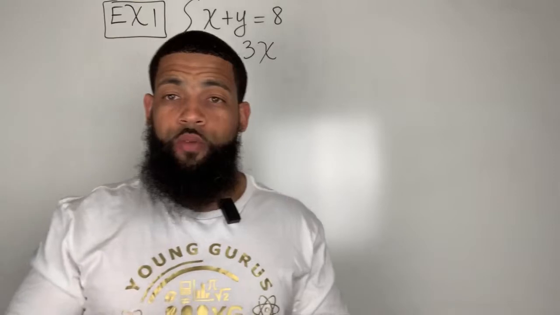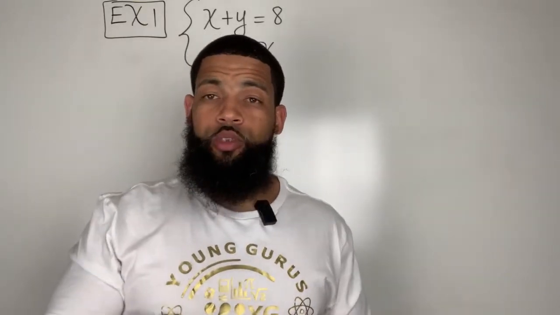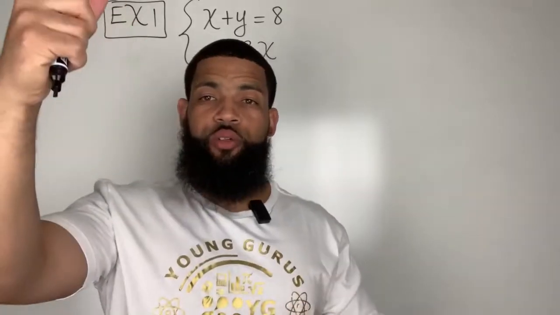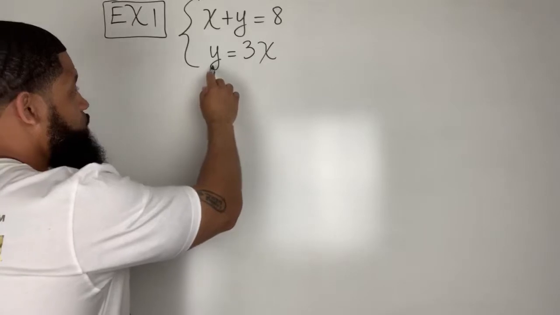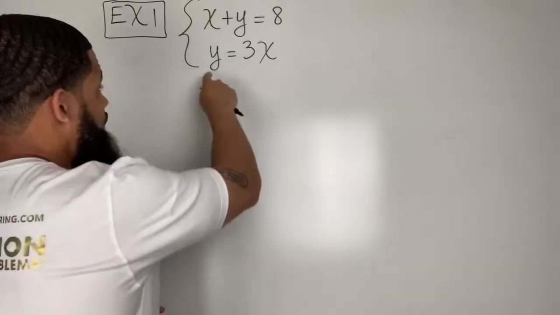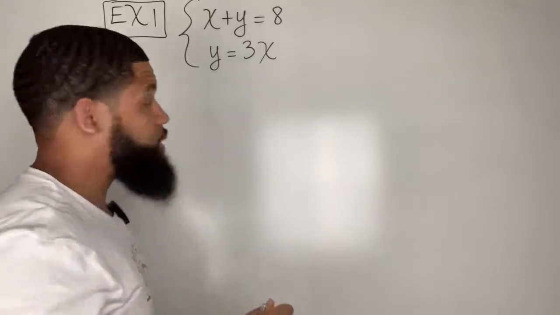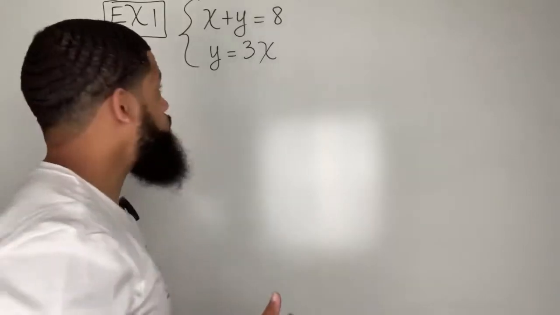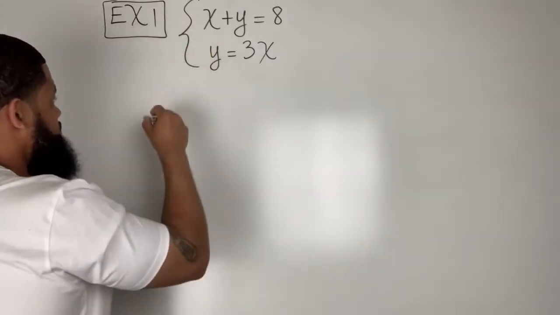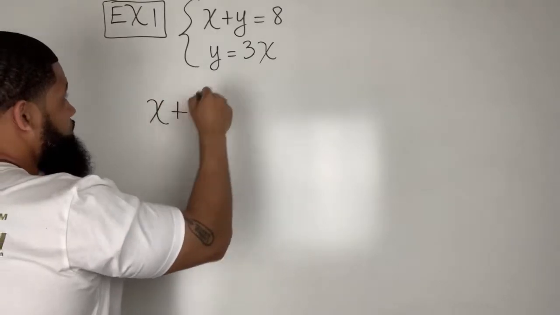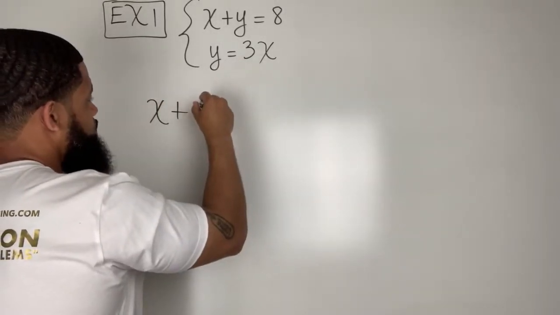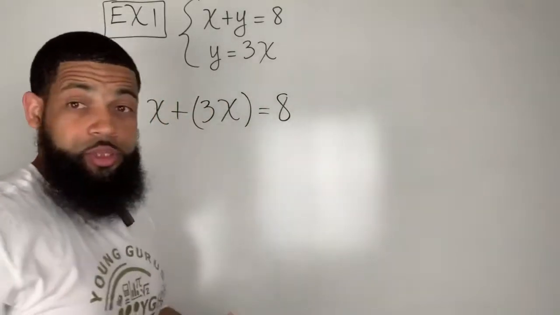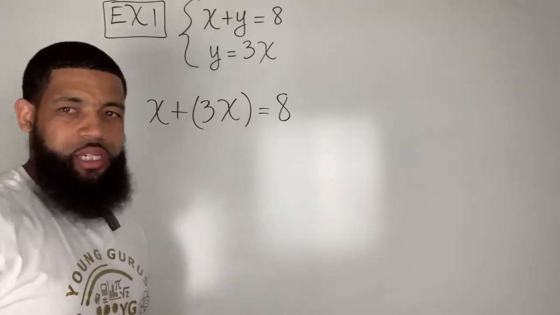Now, when we talk about solving them by substitution, what we're going to do is substitute one value of the variable into the other equation. So right here you see y is already solved for. So y is equal to 3x. So we're going to actually substitute 3x into the first equation for y. So I'm going to rewrite the first equation. I'm going to say x plus, now y equals 3x, so I'm going to put 3x right there. And anytime that I'm substituting for a variable, I like to put it in parentheses. It's just a habit that I have.